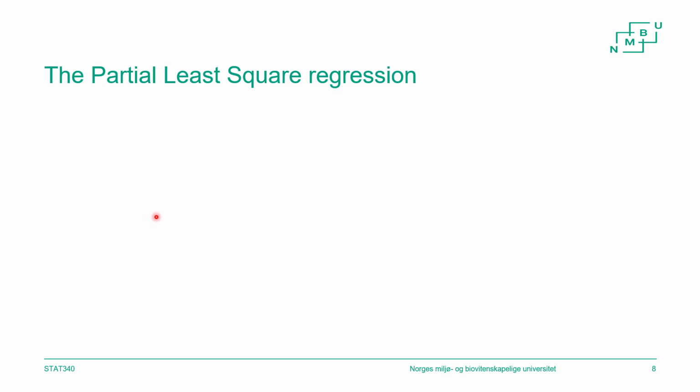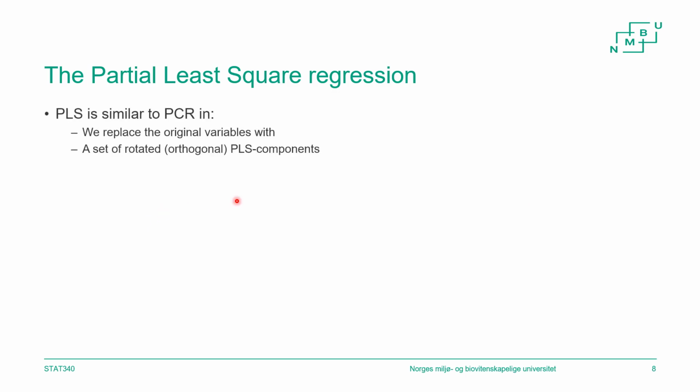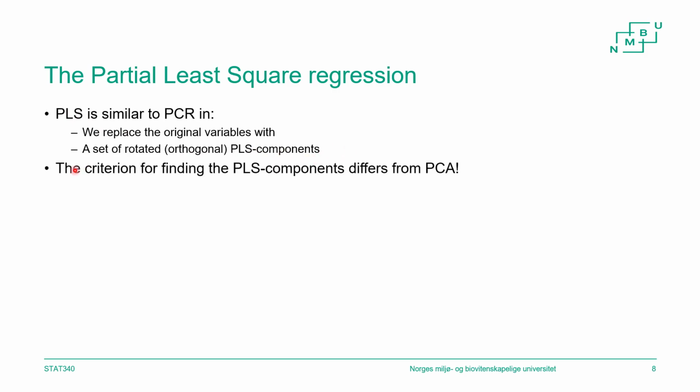The partial least squares regression, what is this? It is very similar to PCR in some sense. In both cases, we replace the original variables with a set of rotated orthogonal components. In PCR, we use the principal components. In PLS, we have some different types of components. So what are these? The criterion is different in the PLS.